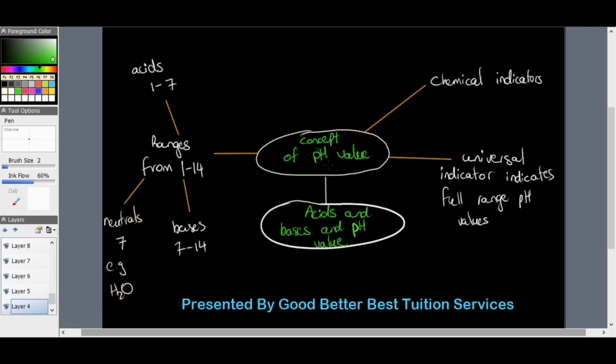Then we're also going to look at the pH level or the scale, and we're going to determine that acids actually range from pH levels 1 to 7, while bases range from the level of 7 to 14. And neutral substances actually have the number 7 in it.